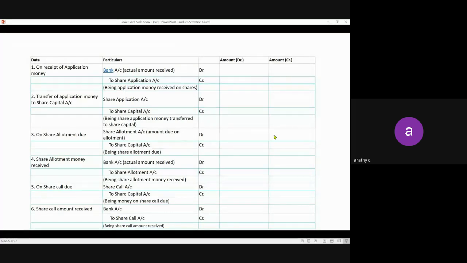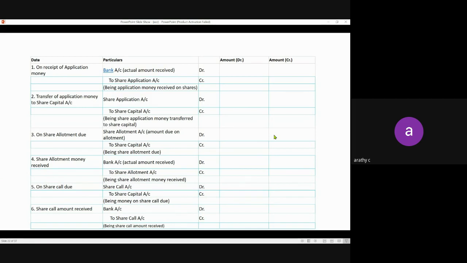In the case of money received, the debit is bank account and the credit is whichever account, that is share application account or share call account, etc. So you have to remember that in the case of receipt, always bank account will be debited.